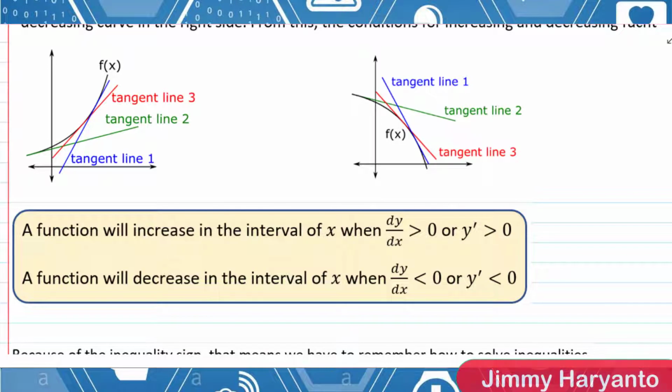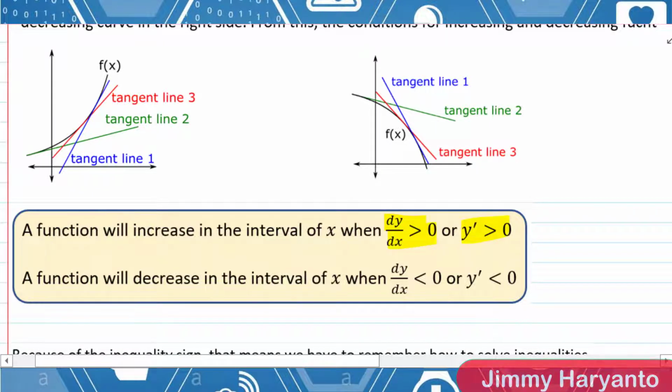Okay, so the condition is a function will increase in the interval of x when dy over dx is greater than 0. Why is it called dy over dx greater than 0? Because the gradient of the tangent line when the curve is increasing will be positive. That means the gradient is greater than 0, and we also know that the gradient of the tangent is equal to dy over dx. So we can say that dy over dx is greater than 0, or maybe y prime greater than 0.